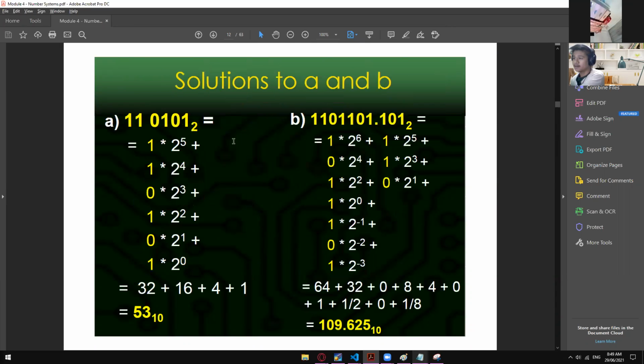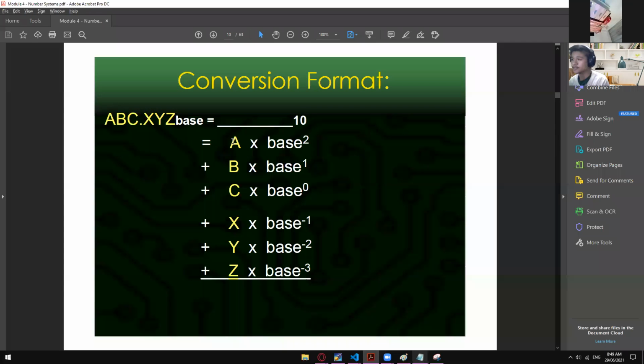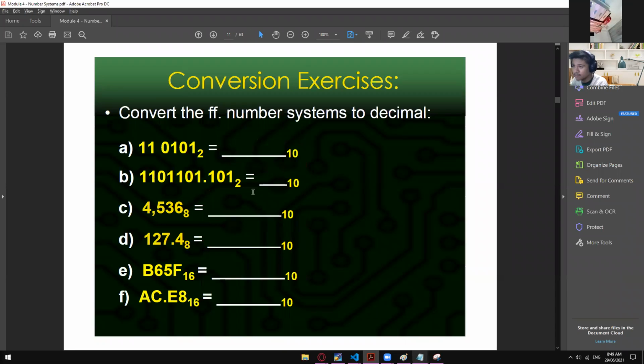All right, going back to our discussion. Just like I mentioned a while ago, if it's a whole number, then it starts from 0 and increases by 1: 0, 1, 2. If it's a fraction, then it starts from -1 and decreases by 1: -1, -2, and so on. For you to understand this a bit more, let's have an actual example. We have these conversion exercises.